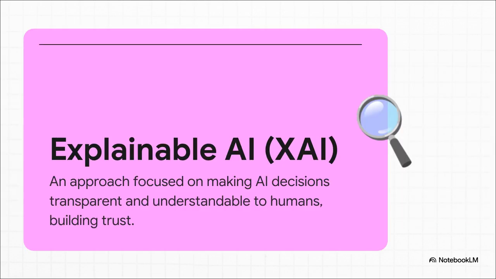A huge piece of building those smarter models is something called explainable AI, or XAI. You see, a lot of AI models are like a black box. Data goes in, an answer comes out, but we don't know what happened inside. The whole point of XAI is to crack that black box open to see the AI's chain of thought. If we can understand how it got to an answer, we can start to actually trust it.